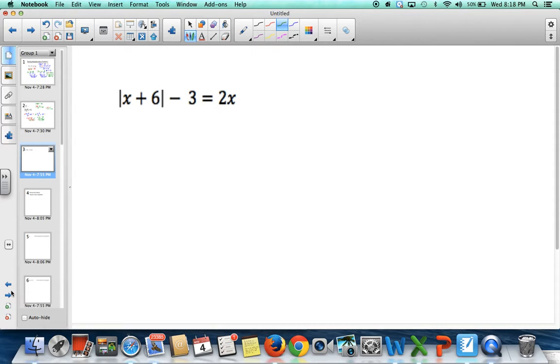It's going to get a little trickier because the x is over here. When there's an x on the other side, it's a little bit trickier. We just have to make sure we check our answer. But the concept is the same. We isolate the absolute value. So I have to first get rid of this 3. So that becomes the absolute value of x plus 6 equals 2x plus 3. I can't combine them because one has an x, one doesn't. Okay, the principle is still the same. It's just going to be more complicated work.